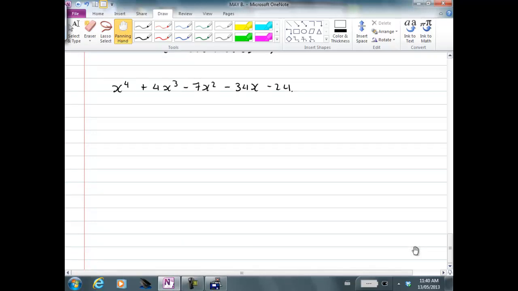So here we go. Devesh, what's one number that will give you 0 right off the bat? You use TI-83. 3? So use 3. So this is 1, 4, -7, -34, -24. If you did not have a TI-83, you would be sitting here trying 1, -1, 2, -2, 3, -3, until you find one that works.